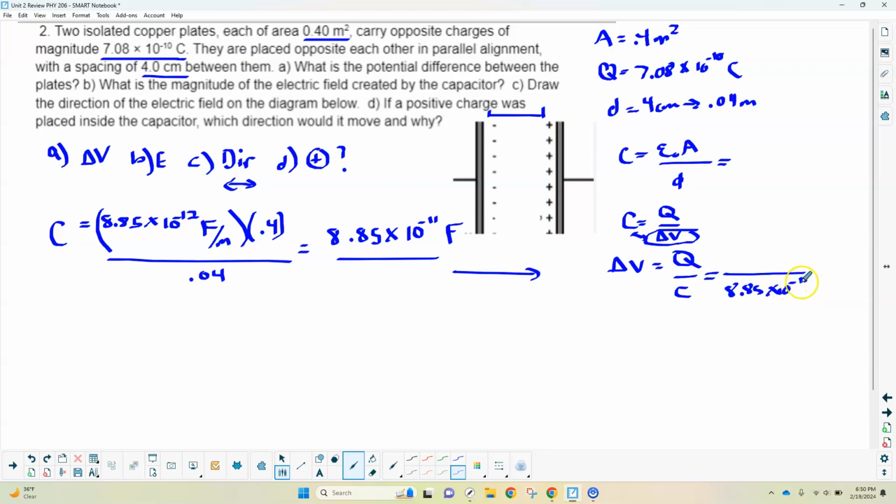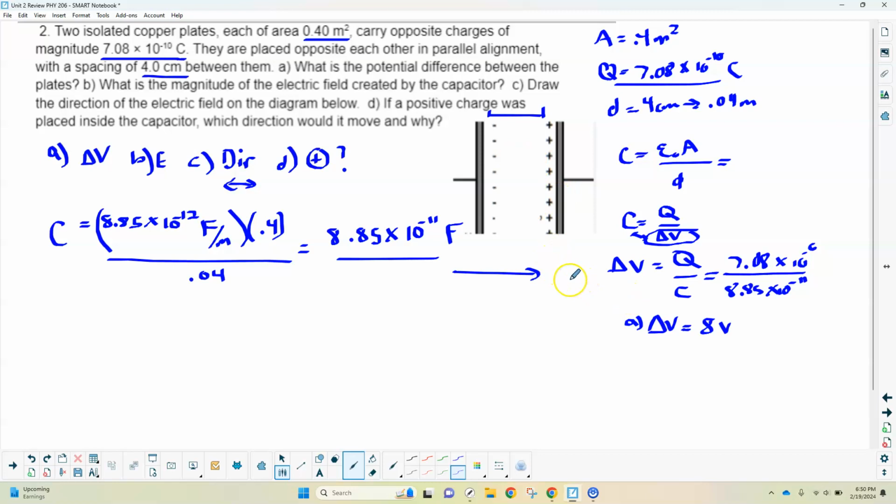And for the charge, they told us the charge, that's the 7.08 times 10 to the negative 10th. When we divide that out, you get the voltage value, which is the answer to part A. For part A, you should get a voltage of 8 volts. That is the voltage across those 2 plates.